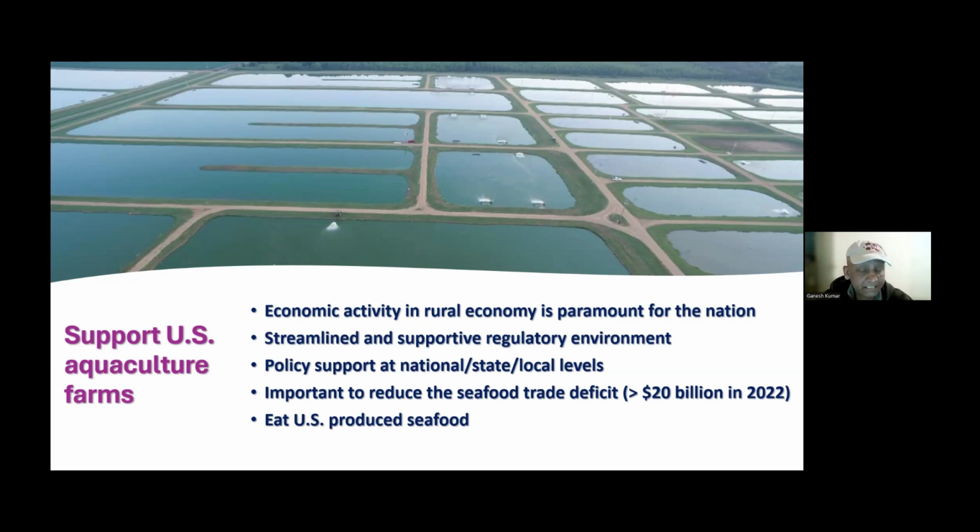And this all put together can actually reduce the seafood trade deficit. It's a record number. In 2022, it's about $20 billion in trade deficit. So it's important that we reduce this dependency on imports. And the first step is by eating and looking for US produced seafood.